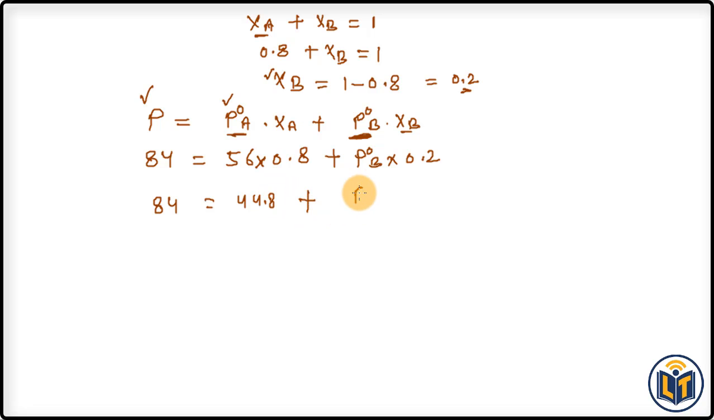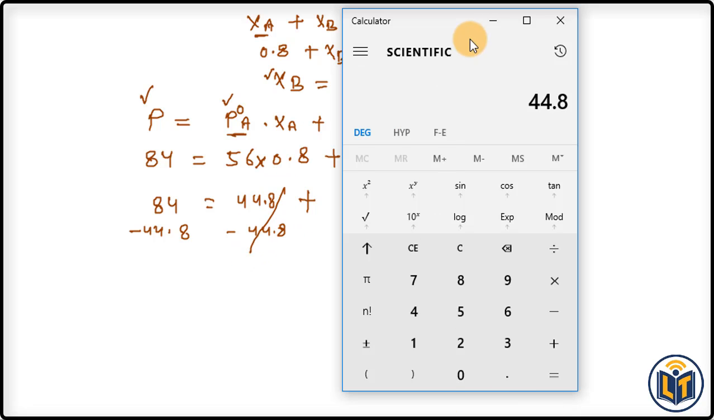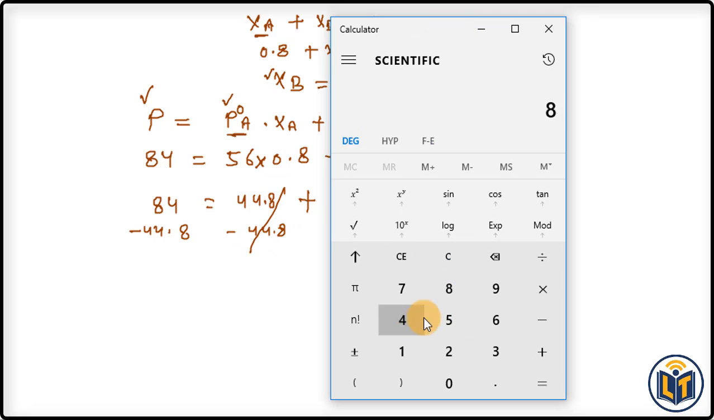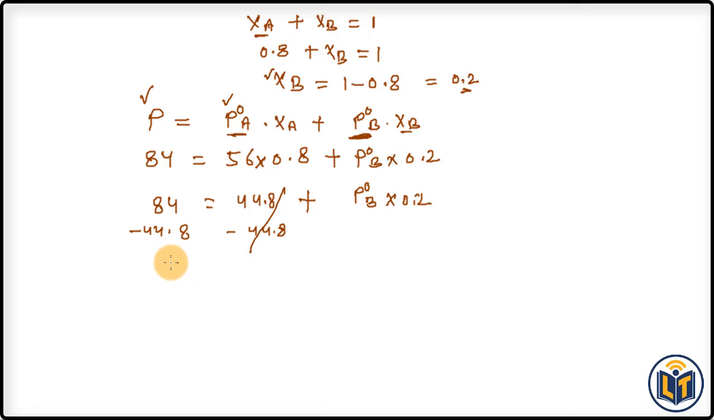44.8 plus P naught B multiplied by 0.2. We can subtract 44.8 from both sides. It will cancel out. We can do the subtraction: 84 minus 44.8 gives 39.2. Here we have 39.2 is equal to 0.2 times P naught B.